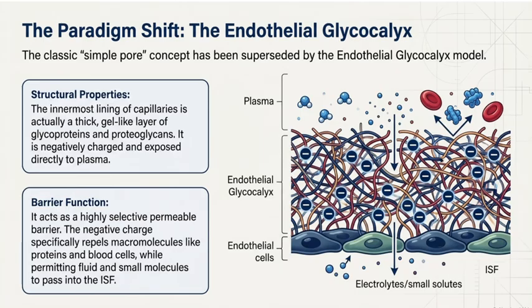Now come to the modern concept of the endothelial glycocalyx. This is a gel-like layer lining the inner surface of the capillaries, composed of glycoproteins and proteoglycans. It is negatively charged and acts as the true barrier, not the endothelial cells themselves. It selectively restricts proteins and cells while allowing water and small solutes to pass. So instead of small pores, we now have a dynamic, biologically active filtration barrier.